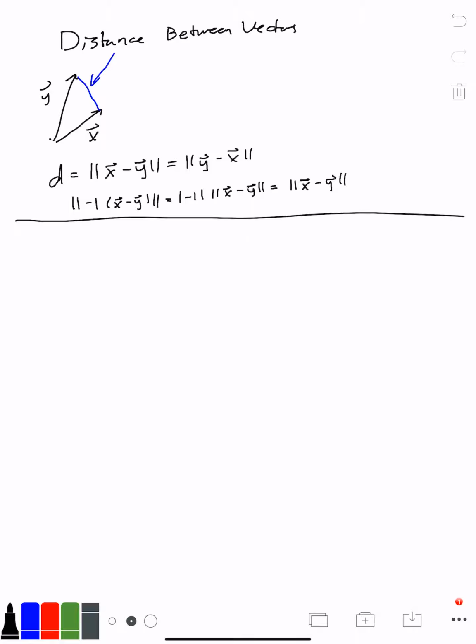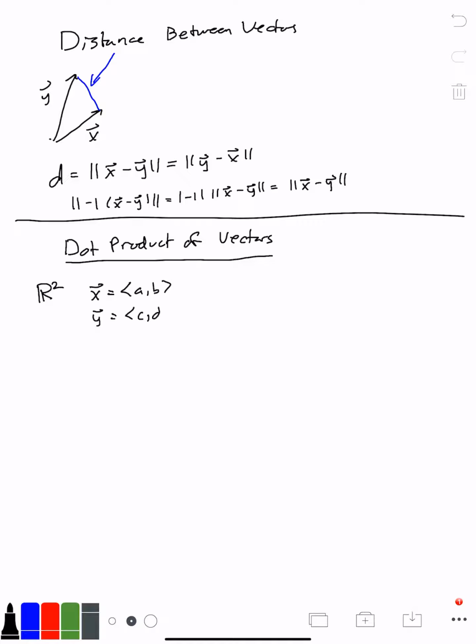Related to this, but separate, is the idea of the dot product of vectors. This is another thing that you should have seen in Calc 3. And we'll start with R2 here. So let's suppose I have a vector x, which is (a, b), and a vector y, which is (c, d). Then we define the dot product x dot y by taking the corresponding components, multiplying them with each other, and then adding them up.